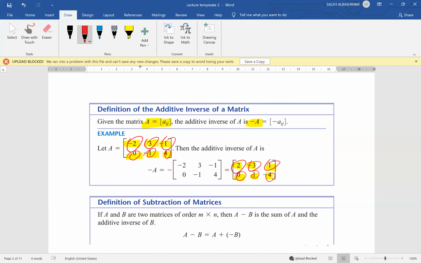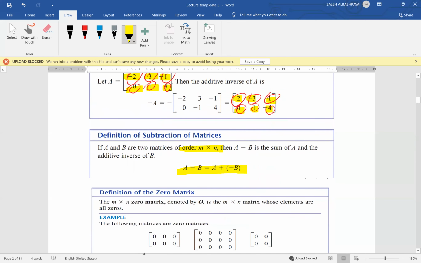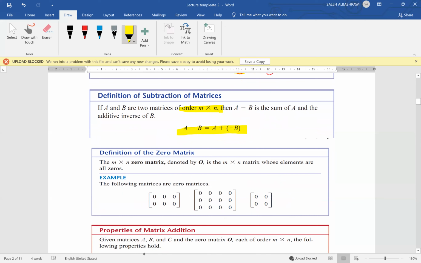So from this point, we can define the subtraction of matrices. If A and B are two matrices of order m by n, then A minus B is equal to A plus minus B. We change the sign of each element of the matrix B, then we add. Now the 0 matrix is denoted by the letter O. It is the m by n matrix whose elements are all zeros. We say this is the 0 matrix.